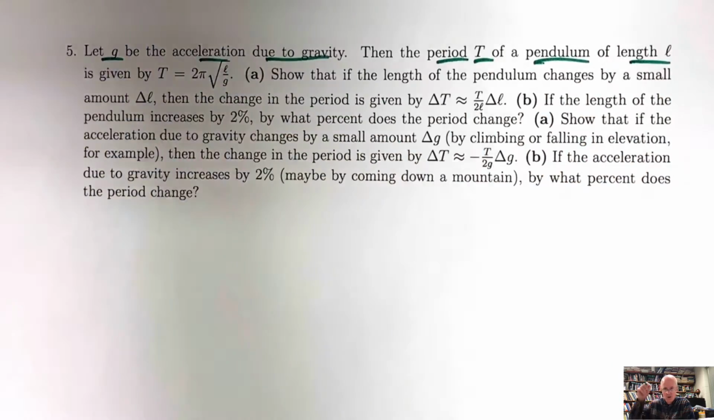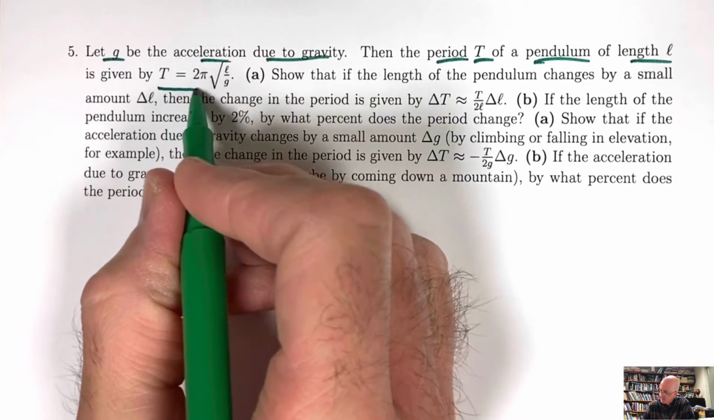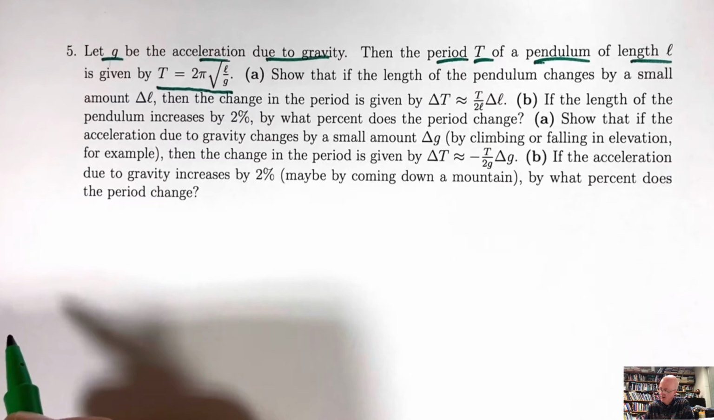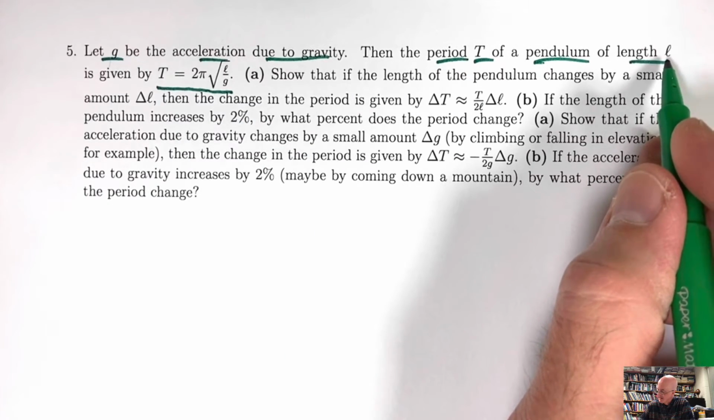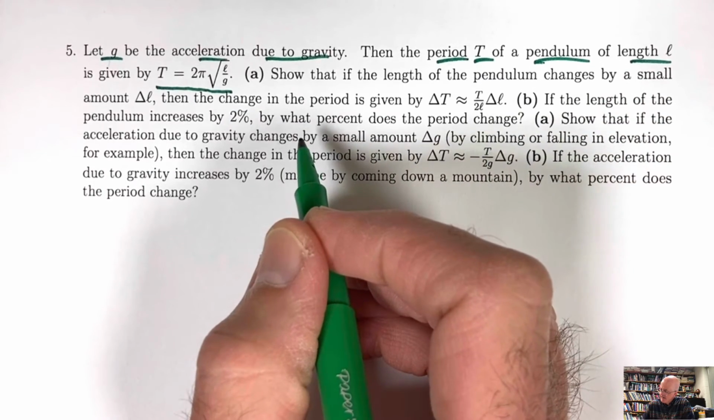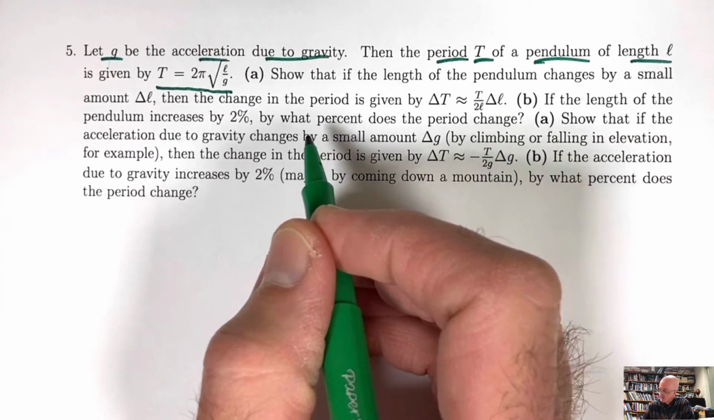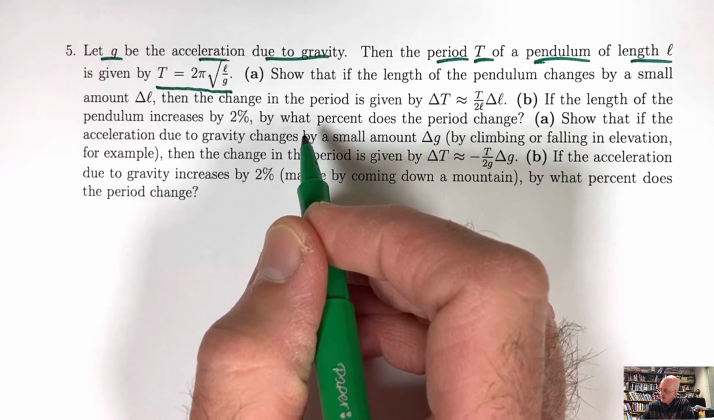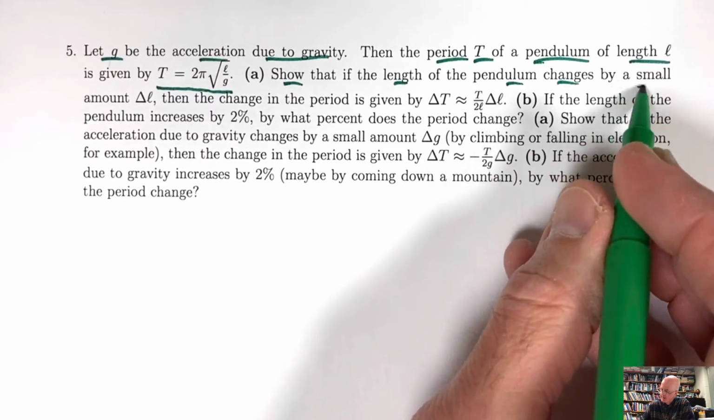Its length L, that's how long the rod connecting the bob is, is given by this equation. The period is 2 pi times the square root of L over g. Yes, this is a cursive L here, if you're wondering. It's not an E or anything. L is the length of the pendulum, and g is the acceleration due to gravity near the surface of the Earth.